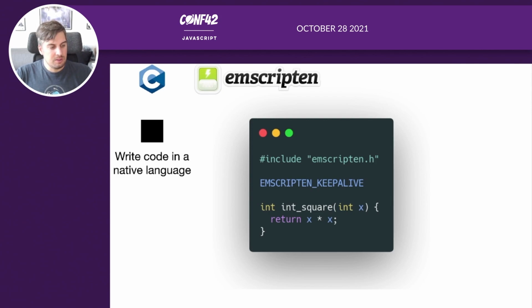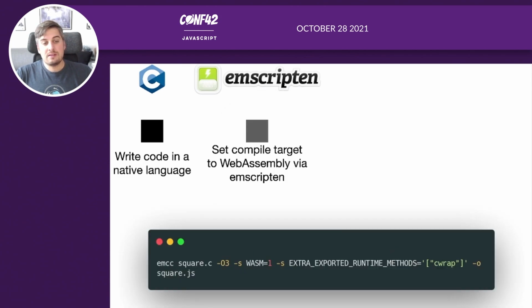To install that is relatively simple. You just go to emscripten.org, I think that's the website. You set it up on your machine, and then you will have access to the emcc command line tool, which is the Emscripten compiler. Then you essentially take your C file and specify a number of options, and notice WASM equals 1, and then you have some extra exported runtime methods in here. And then you have the -o square.js.